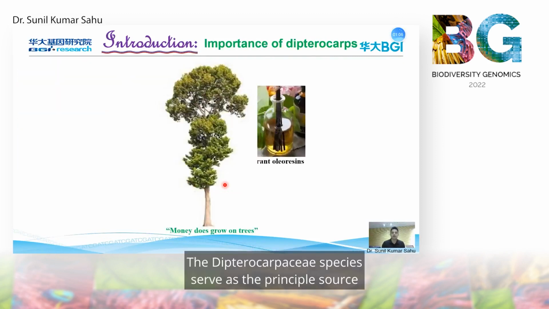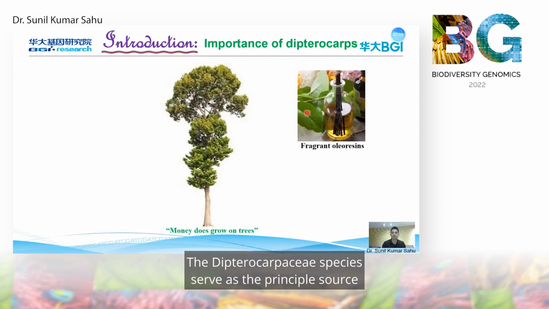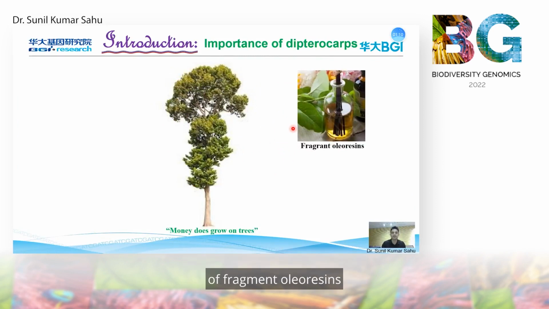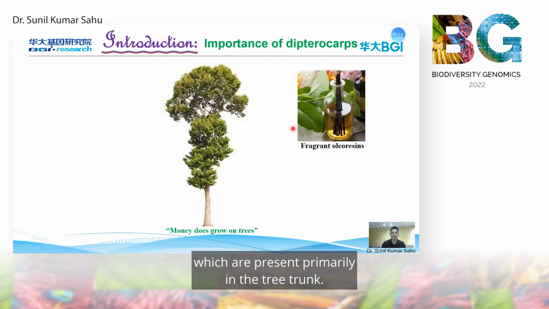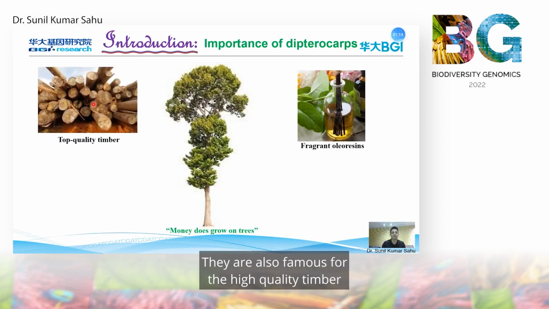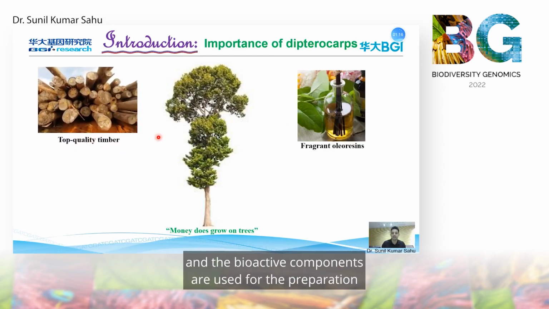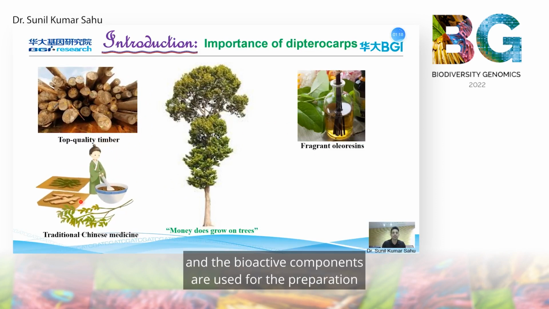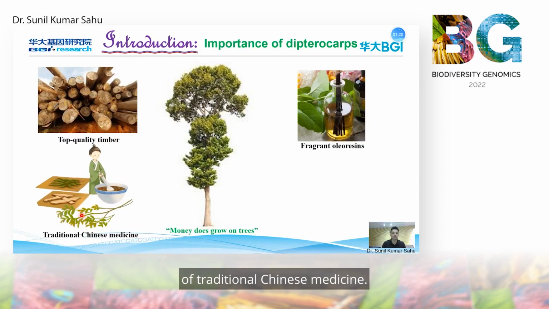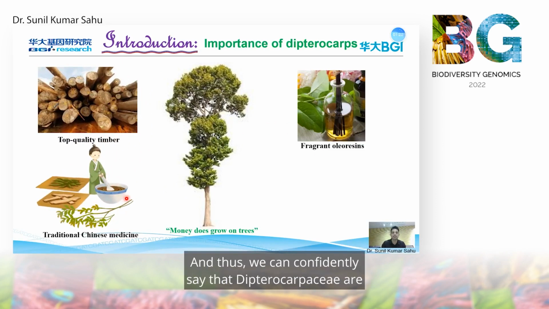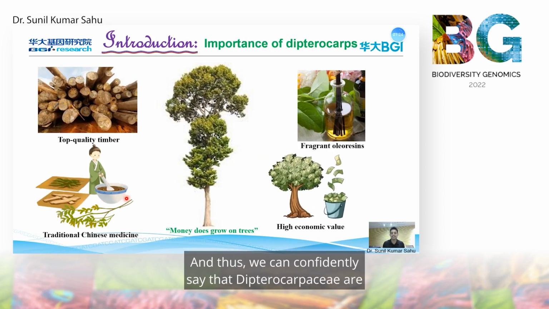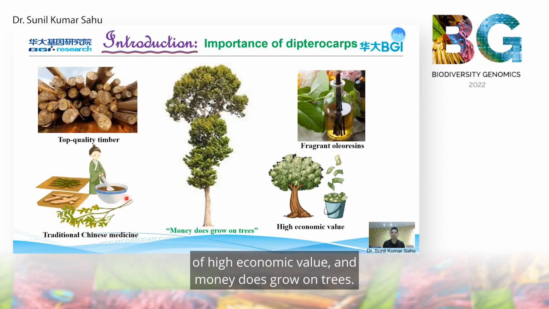The Dipterocarpaceae species serve as the principal source of fragrant oleoresin, which is present primarily in the tree trunk. They are also famous for high quality timber, and the bioactive components are used for the preparation of traditional Chinese medicine. And thus, we can confidently say that Dipterocarpaceae are of high economic value, and money does grow on trees.